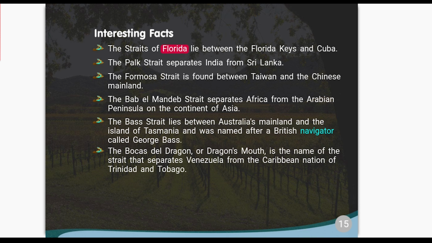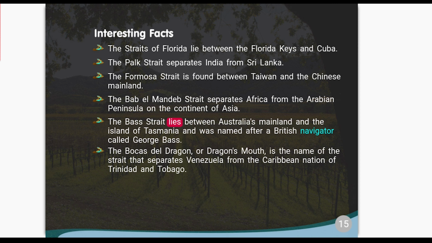The Straits of Florida lie between the Florida Keys and Cuba. The Palk Strait separates India from Sri Lanka. The Formosa Strait is found between Taiwan and the Chinese mainland. The Bab el-Mandeb Strait separates Africa from the Arabian Peninsula on the continent of Asia.